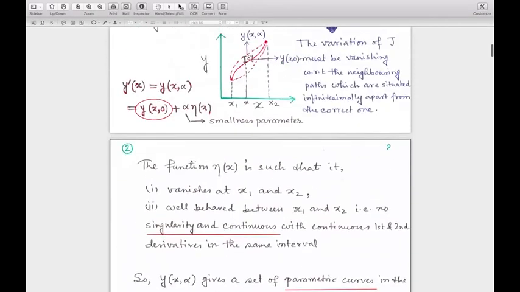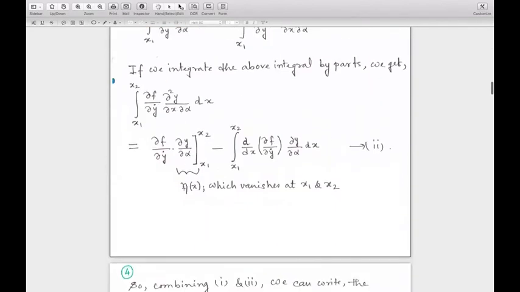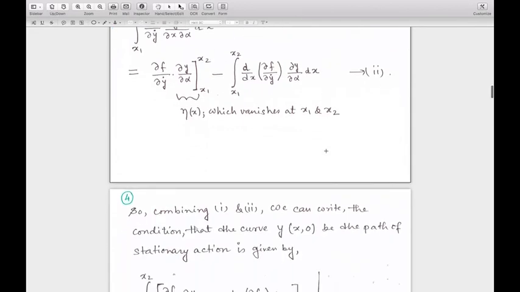And if we now remember what ∂y/∂α is, from definition we can simply say that ∂y/∂α is nothing but the function eta of x, right? We simply substitute that and we will see that eta x, from our condition, should vanish at x1 and x2, so this term will vanish. Then the next term will come as minus the integration from x1 to x2 of d/dx of ∂f/∂y dot, again times ∂y/∂α dx, right? You can do that and check.